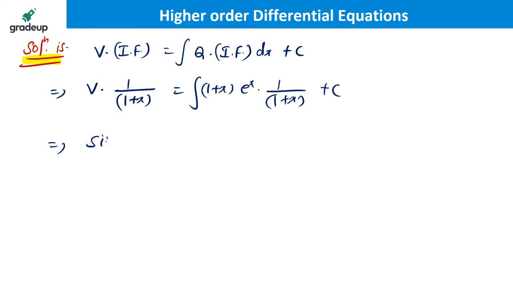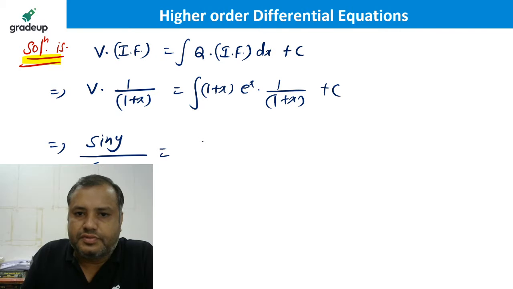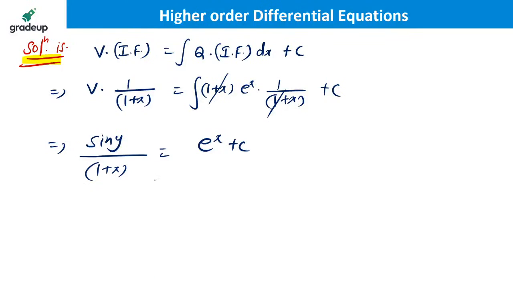Now v is sin y upon 1 plus x equal to this, the 1 plus x cancelled. Integration of e raised to x will be e raised to x plus c. So I already substituted the value of v. This is our final answer. So sin y equal to e raised to x plus c into 1 plus x. This can be a final answer.